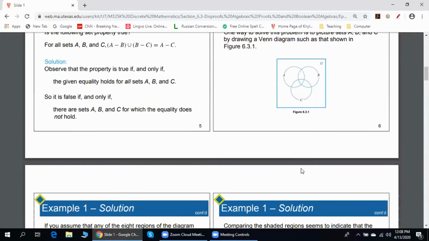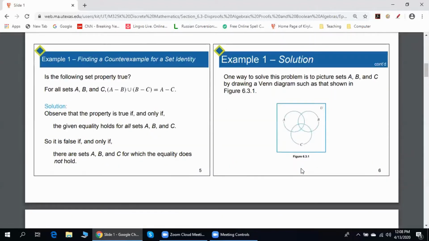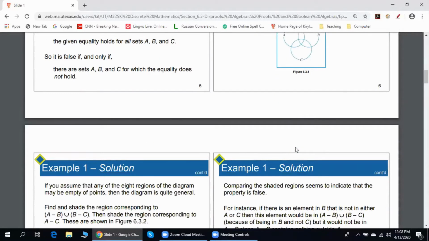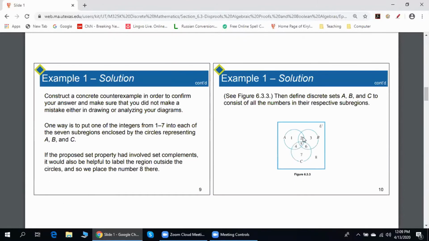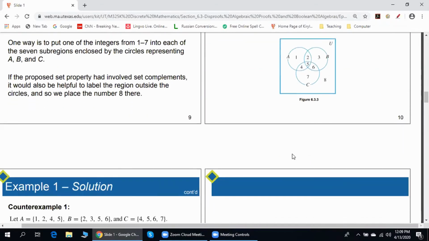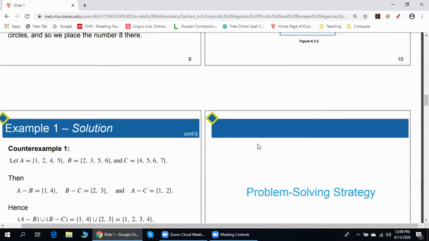Next step, let us put numbers inside each region. Here's what I mean by that. Region number one, let me zoom in. Region number one, number two, number 3, 4, 5, 6, 7, and we denote the whole thing by 8. Next, let us consider the following sets.